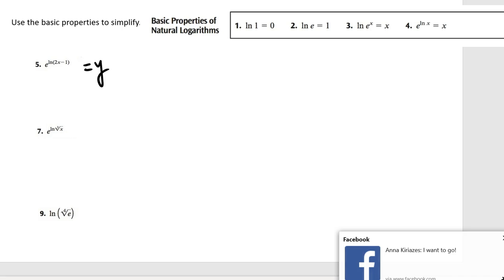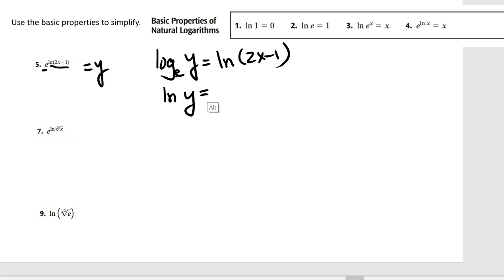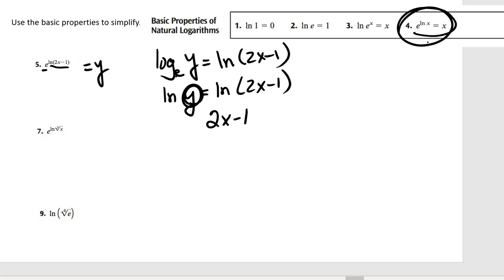And now let's rewrite this as a log. So we know log, our base is e, and then our exponent goes on the other side, and then our y is what we're taking the log of. Well, the log of base e is the same thing as saying ln, the natural log. So you can see here that y is equal to 2x minus 1, and that's what we're solving for. So our answer will be 2x minus 1, which we could also get if we wanted to memorize this rule. Okay? Now let's try the next one.